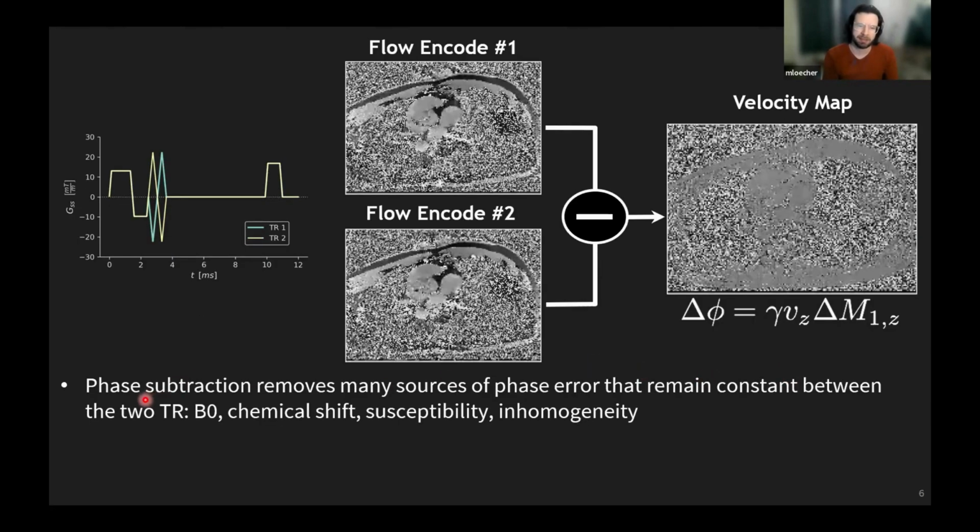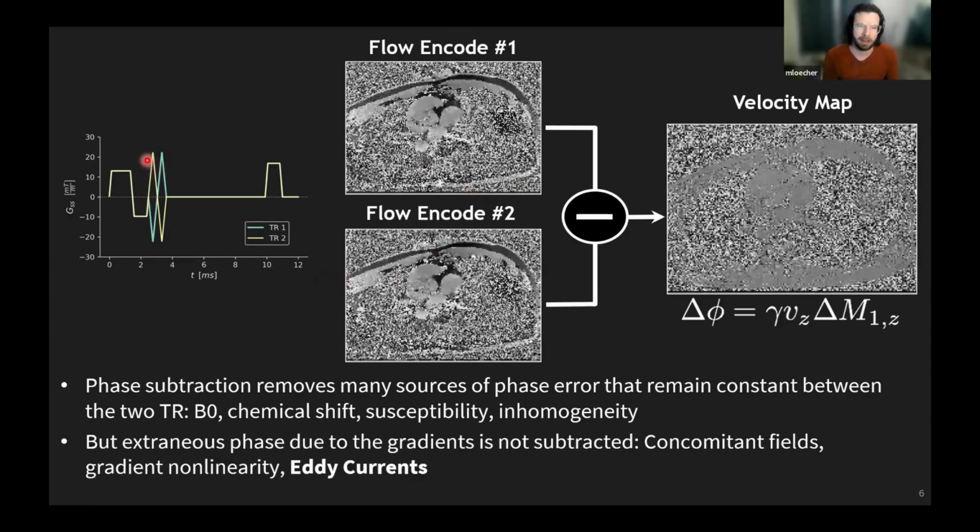As I said, this phase subtraction removes a lot of phase errors, but particularly it's only removing phase errors that remain constant between these two TRs. The big ones that we need to get rid of are things like B0 shifts, chemical shift, susceptibility, and inhomogeneities. Those can all be subtracted easily with this because they stay the same between those 5 milliseconds that you're looking at.